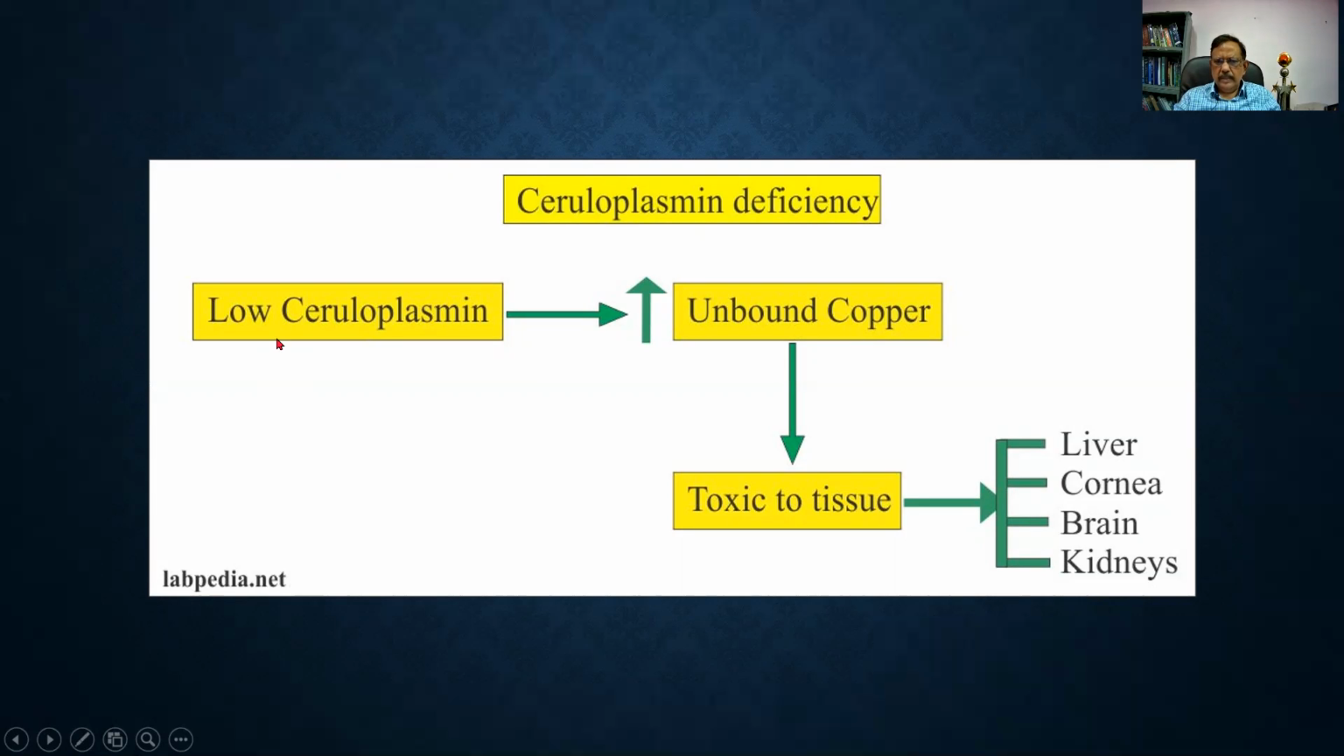So what happens when there is a low ceruloplasmin? It leads to an increased amount of absorption. So there will be unbound copper that is deposited in tissues such as the liver, cornea, brain, and the kidneys. The unbound copper is the culprit over here, and the defect is ceruloplasmin.